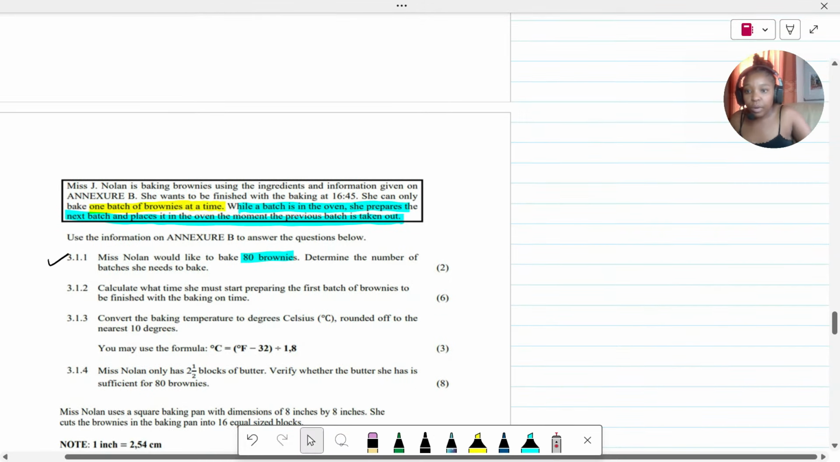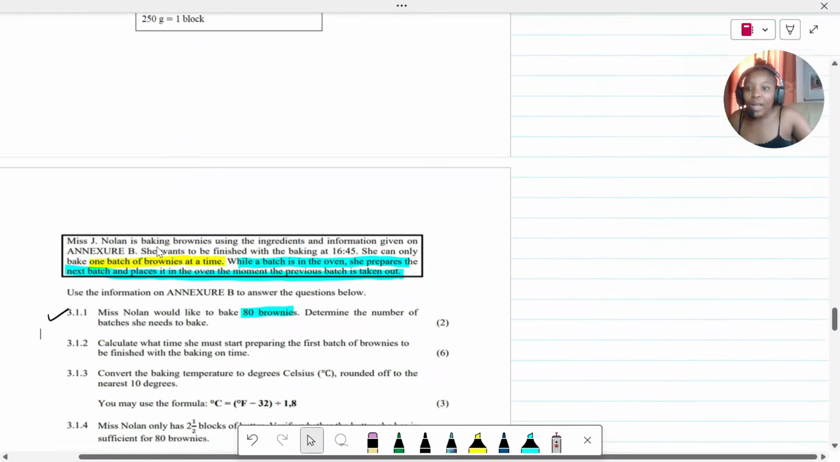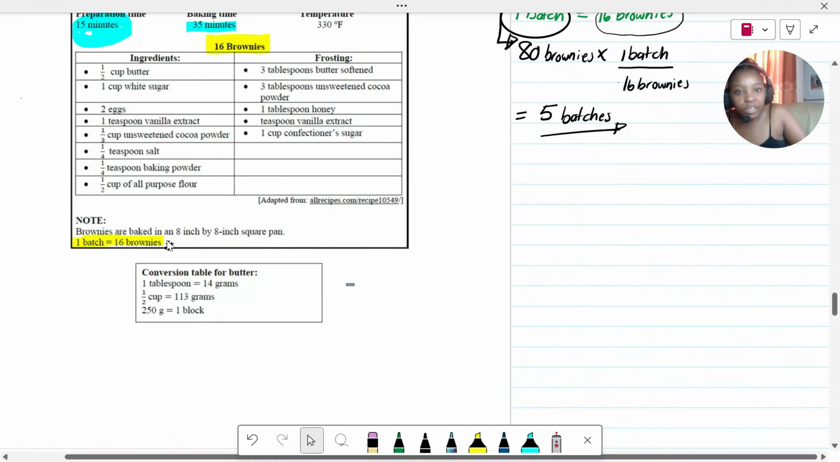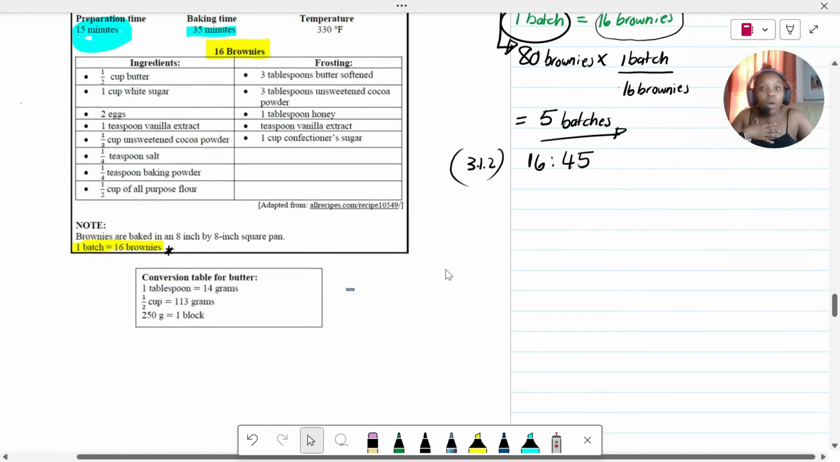Cool stuff. Question 3.1.2. Calculate what time she must start preparing the first batch of brownies to be finished with the baking on time. Obviously we are told that she wants to be finished at 16:45. She wants to be done with the baking at 16:45. So I'm going to write, this is question 3.1.2. She wants to be done at 16:45. That's when she wants to be done. So what time must she start preparing the brownies to be finished with the baking on time, right?